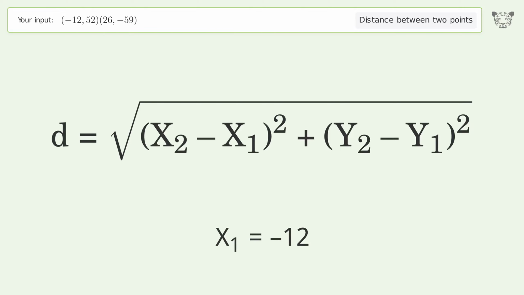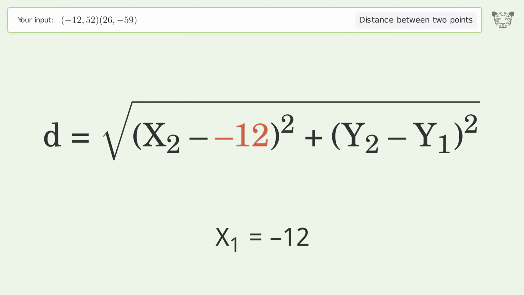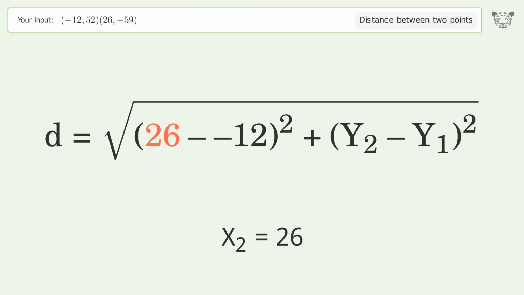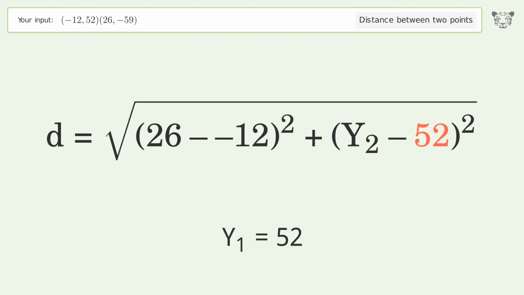x1 equals -12. x2 equals 26. y1 equals 52. y2 equals -59.